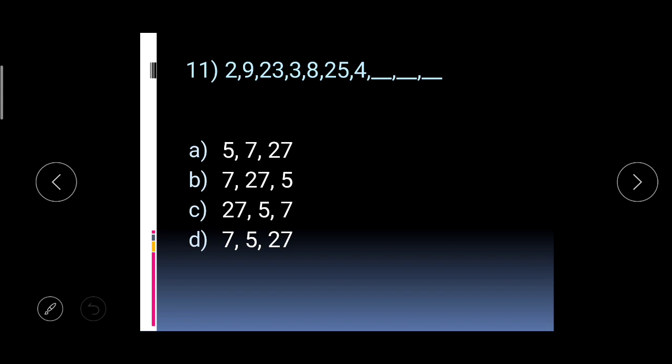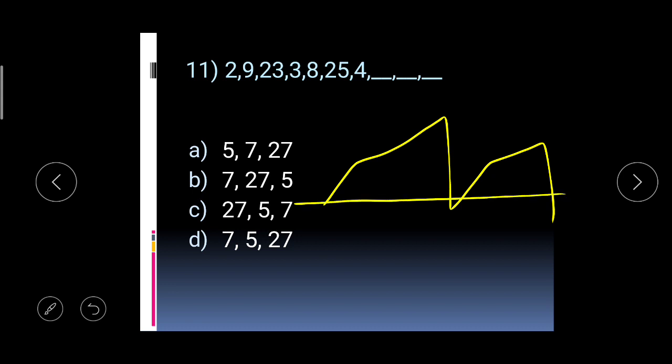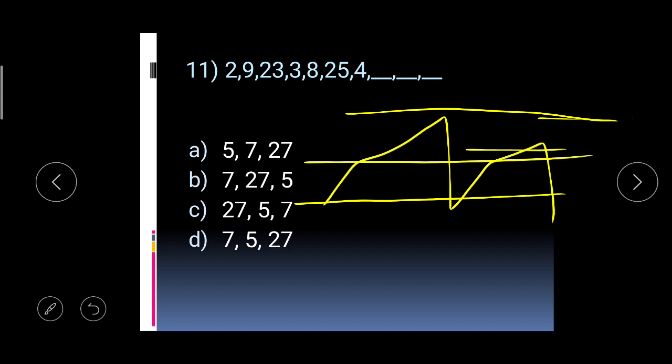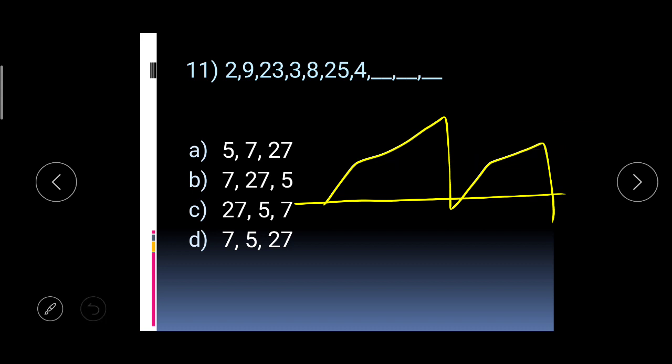2, 9, 23, 3, 8, 24, 4, and then 3 blanks. Okay, see, again try to plot a graph. 2, then 9, then 23, then sudden down. 3, then 8, then 25, then sudden down, right? So it is again showing a graph, but it is showing in 3 phases, right? See, this is 3 phases. We are getting 3 spikes here, right? If we are getting such a pattern, we know that it's up and down in 3 forms. So it's a mix of 3 series.